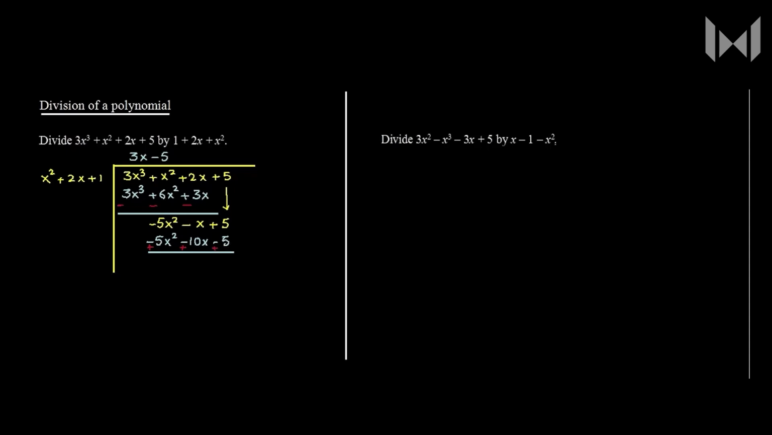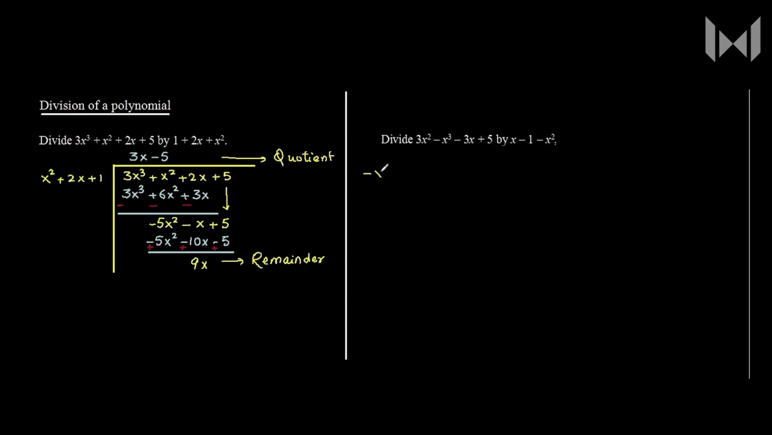Now when we subtract, 5x square and minus 5x square get cancelled. Minus x plus 10x is 9x. Plus 5 and minus 5 get cancelled. Now we are left with 9x. The expression on the top is called the quotient, and the one we are left with at the bottom is the remainder. So this is how we divide a polynomial by another polynomial. Let's take up another question and proceed the same way.